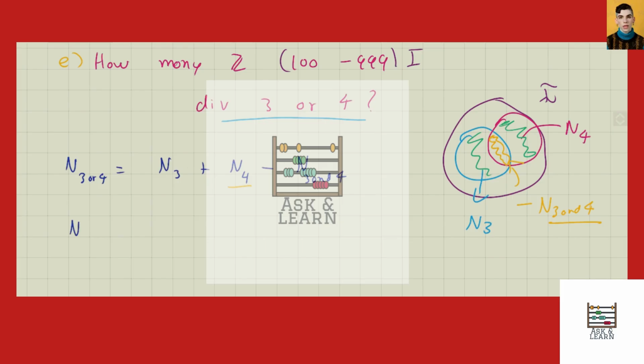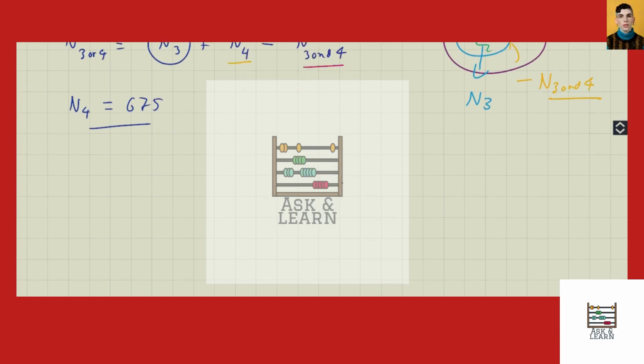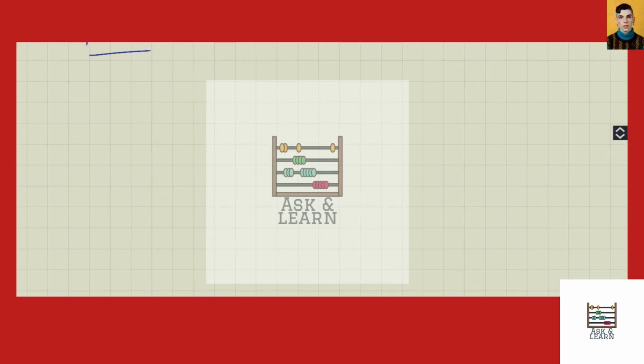Okay, so we have already this part here. We know that the integers that are divisible by 4 are 675. Now we need to count how many of them are divisible by 3, and then how many of them are divisible by 3 and 4, the intersection. So first, the numbers divisible by 3. We need to repeat the procedure as before.